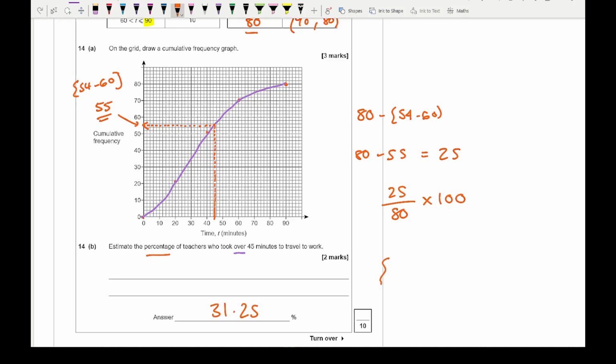Now again, depending on the range, I would say an acceptable answer for that. If I do 80 minus 54 divided by 80, I would say an answer between 25% and 32.5%. So any answer within that percentage boundary will be absolutely fine, but I got 31.25.